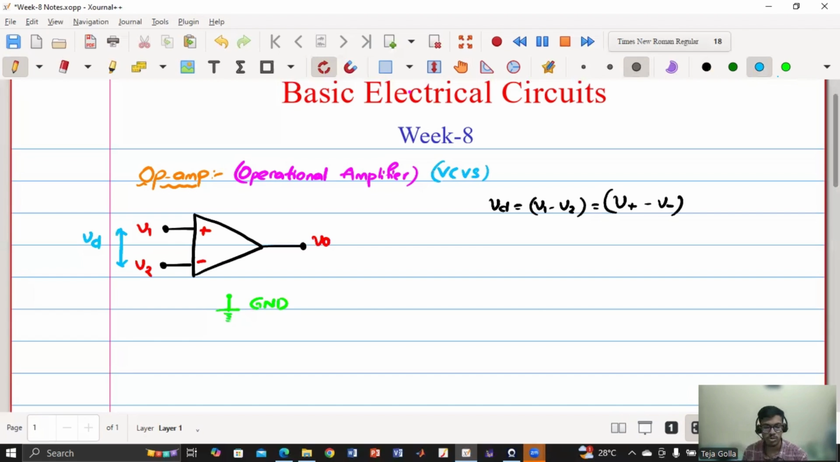So what voltage is controlled? Output voltage is controlled. And which is controlling? The input difference is controlling, not the individual voltages. This output voltage is controlled, and this is the controlling factor.